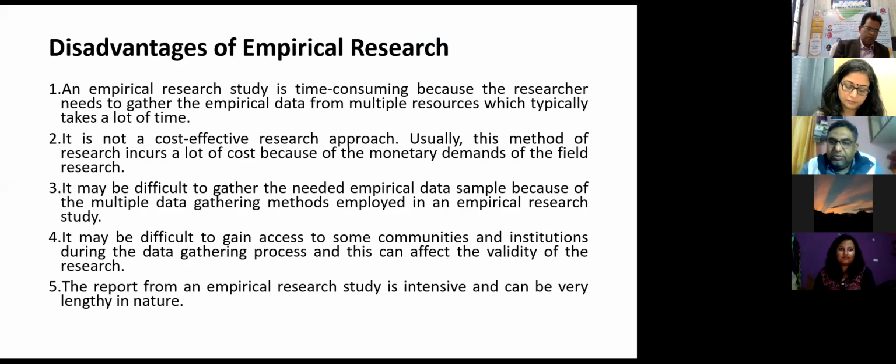So now the disadvantage. The disadvantage of empirical research is that again, you know, it's money. An empirical research study is time consuming because the researcher needs to gather the empirical data from multiple resources, which typically takes a lot of time.